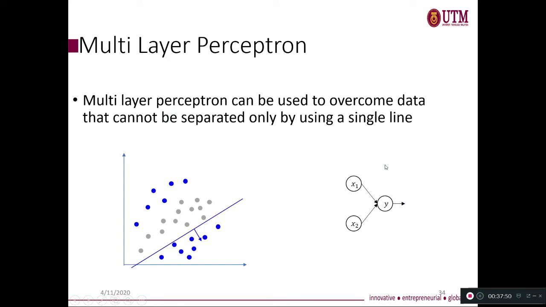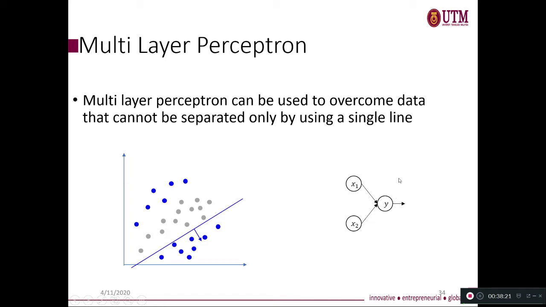Okay, a multi-layer perceptron can be used to overcome data that cannot be separated by using only a single layer. So again, like I discussed before, these are the cases. This is non-linear. Of course, a single layer perceptron is represented by an input function and an output function, and if you combine them together, it looks like logistic regression.